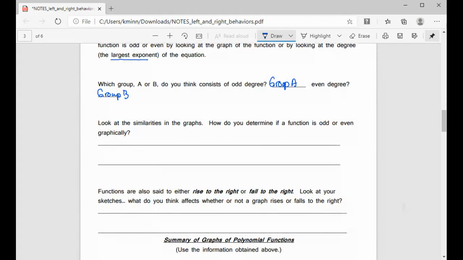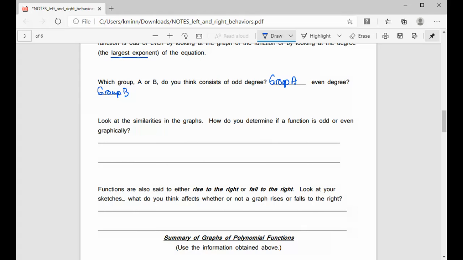So some similarities of the graphs, how to determine if a function is odd or even. If we look at Group A, the odd ones, what do you notice? You should have noticed that the ends were going in opposite directions. The odd functions, the ends are in opposite directions.